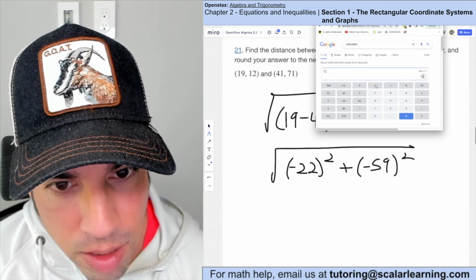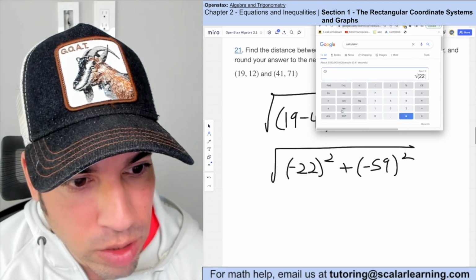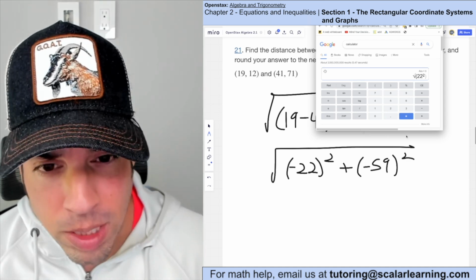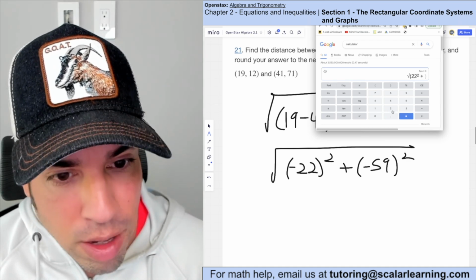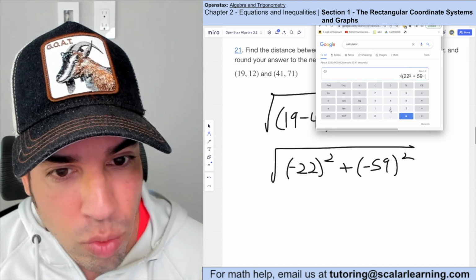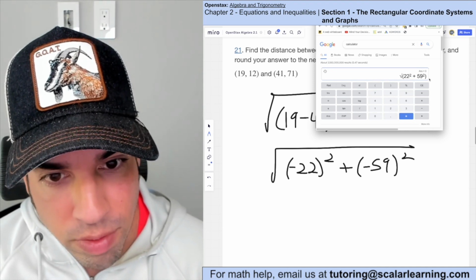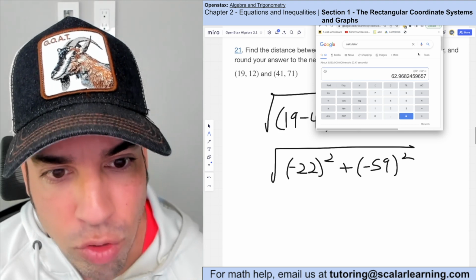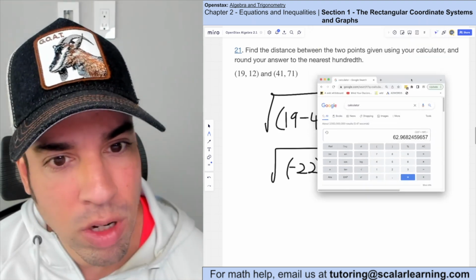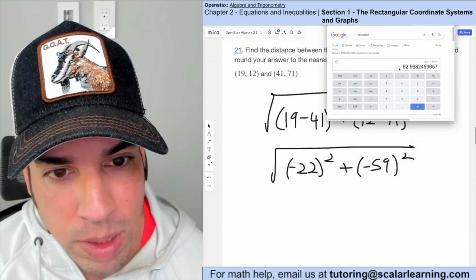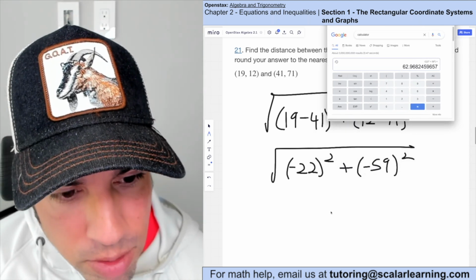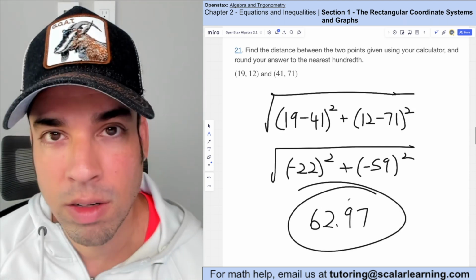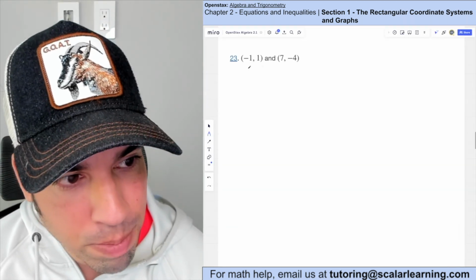So as I type it in, I'll do just 22 squared because it doesn't really matter, because if we are squaring a negative, it becomes positive anyways. And this plus 59 squared, and all of this we're taking the square root of eventually, so we've got the parentheses there, and boom, we get our answer, 62.968, and they want us to round that to the nearest hundredth, so it would be 62.97. Boom, done.